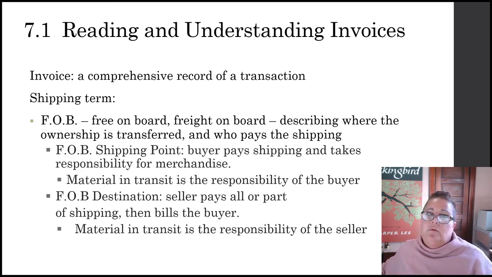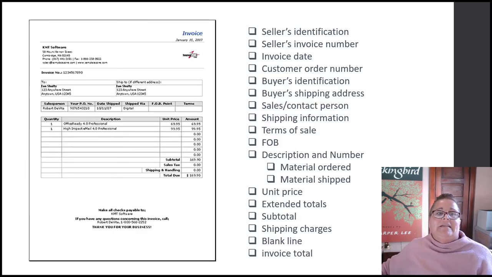All right. Whew. Okay, here is an example of an invoice. And so we are looking to make sure that you can find the following things. Can you find and identify the seller's ID, the seller's invoice number, an invoice date? Can you find the customer order number, the buyer's identification, the buyer's address? Can you find the sales and or contact person? Can you find the shipping information? Can you find what's known as terms of sale?